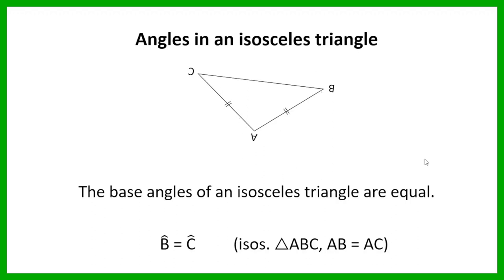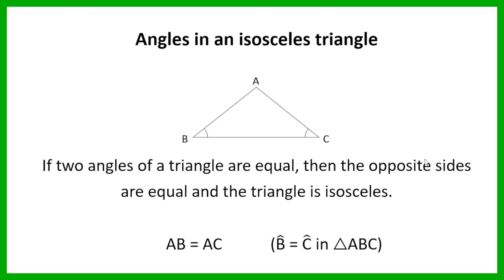Then, using that same concept, but just working backwards, if we know that two angles in a triangle are equal to each other, then that means that the opposite sides will also be equal to each other. And that means that it will then be an isosceles triangle. So in this case over here, I know that angle B is equal to angle C, which means that AB, the side opposite angle C, is equal to AC, which is the side opposite angle B. And my reason for that is because those two angles are equal to each other in triangle ABC.